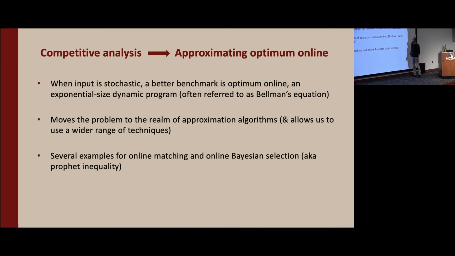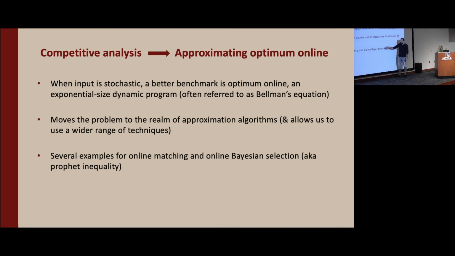So that's one of the reasons my focus over the last few years has shifted from doing competitive analysis to approximating optimum online. When the input to your algorithm is stochastic, not adversarial, a better benchmark is optimum online. You can write the optimum online as an exponential size dynamic program, often referred to as Bellman's equation. That takes exponential space and exponential time, so how best can I approximate this? It moves the problem from the realm of competitive analysis to the realm of approximation algorithms. And in approximation algorithms, we have a wide range of techniques that we can apply to this problem.